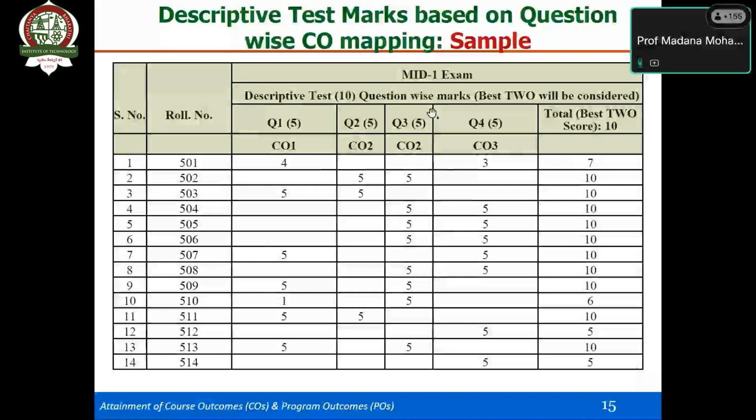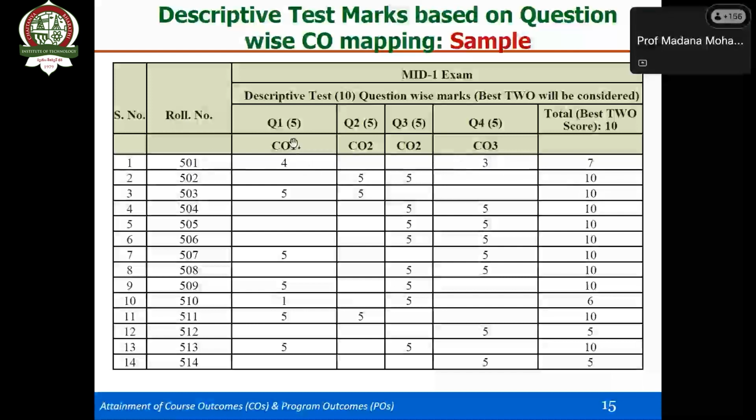The descriptive test has a weightage of 10 marks. It has 4 questions. Answer any 2 questions. Each question carries 5. The best of 2 will be considered, calculated for a total of 10 marks weightage. For example, here I have taken some sample data of 14 records. Roll number 1 attempted question number 1, then question number 4. Only 2 questions are attempted. Then he secured 4 and 3, total 7 marks.